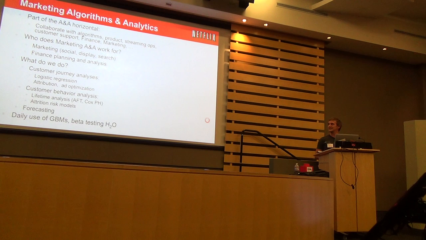So I'll be talking a bit about two of those in which we actually use GBMs to model user behavior. The first one is customer journey analysis, and I'll explain exactly what the customer journey is. It's actually the non-customer journey, it's somebody that still didn't join Netflix. And in there, we use GBMs with logistic regression to do what's called attribution, so trying to figure out which channels are actually effectively bringing users into the service, and also ad optimization.